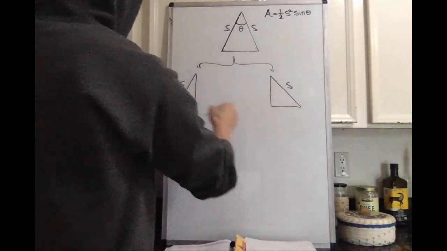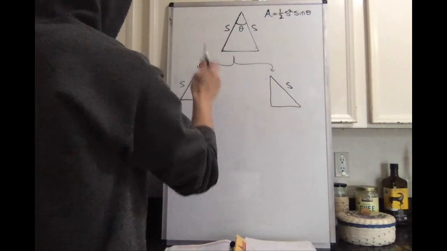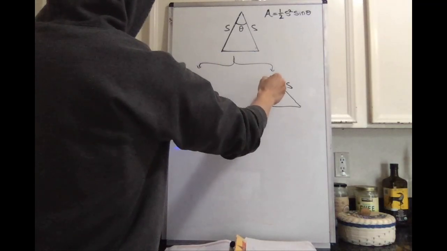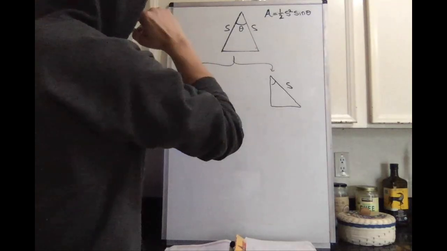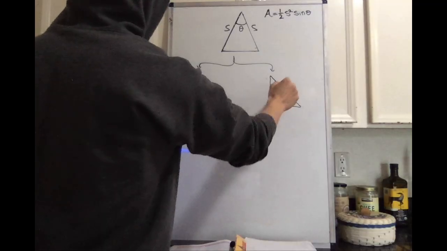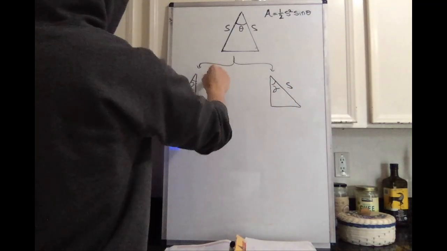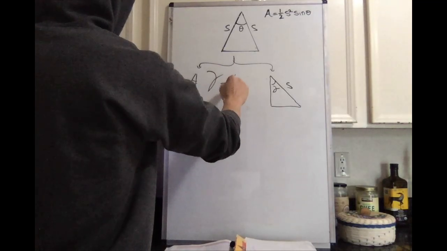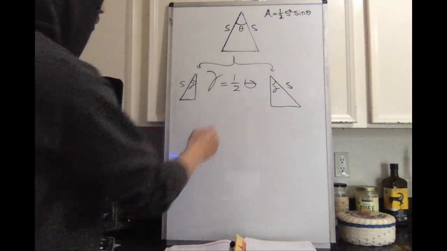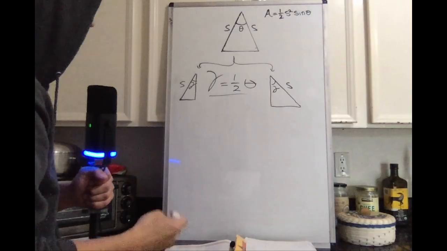These lengths don't change from that split, but the angle theta does. So this will be a new angle. We'll call it gamma. And gamma is 1/2 times theta. We need to establish that. Okay, so what do we do from here?